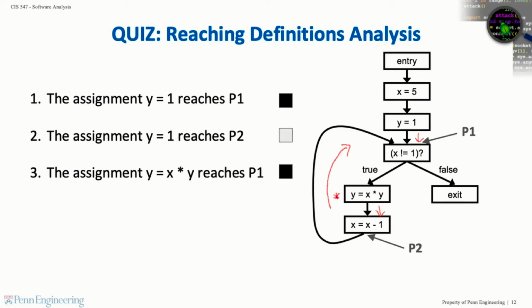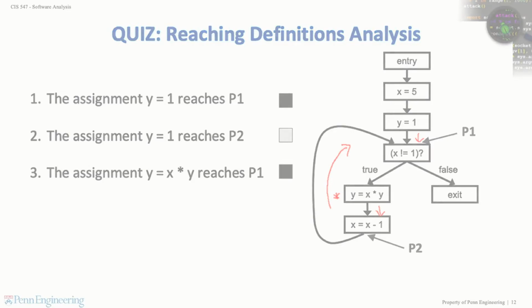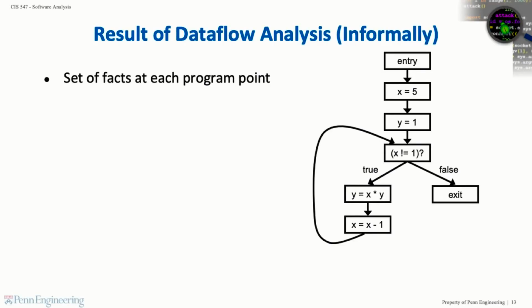Next, let's dive into the details of the algorithm for reaching definitions analysis. Informally speaking, the result of a data flow analysis is a set of facts at each program point. For example, reaching definitions analysis computes the set of definitions that may reach each program point.